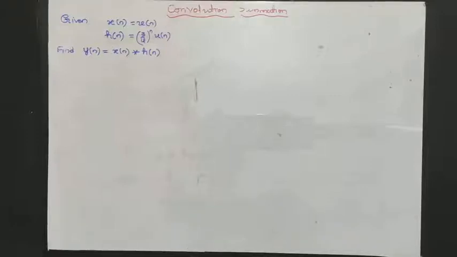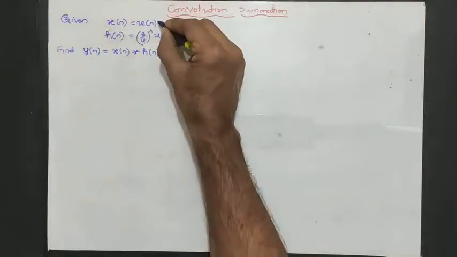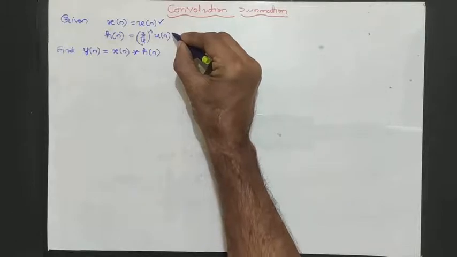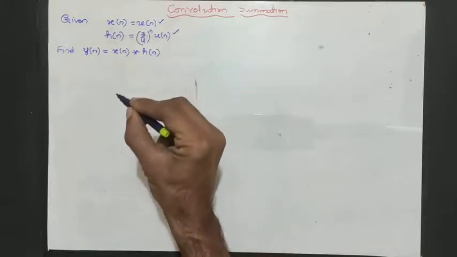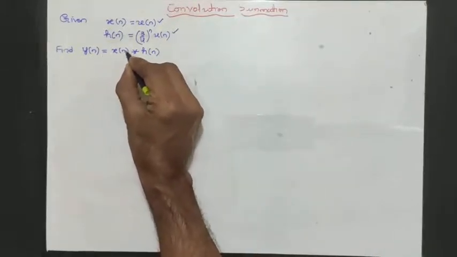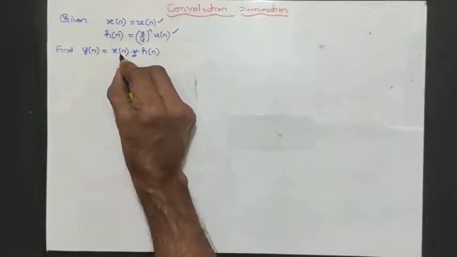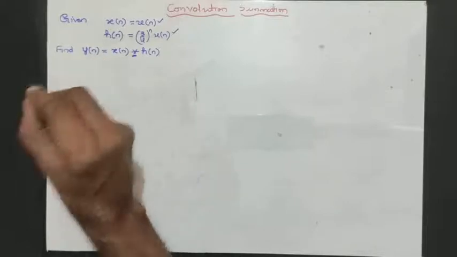Hello students, in today's video session let us understand how to solve a convolution summation problem if x of n and h of n are given as mathematical equations like this. In this example 1 which I am discussing, x of n is given as u of n and h of n is given as (3/4)^n u of n. You have to find the convolution of x of n and h of n. You have to convolve these two signals so as to find y of n.